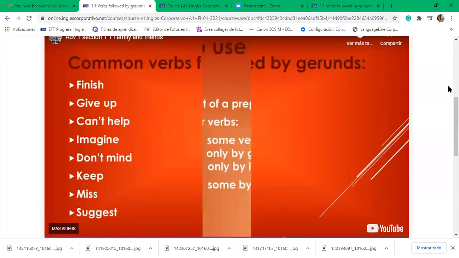You can't help eating sweet bread. Good. Anything else? With sweet bread or something else? Eating Cheetos. Cheetos. Yeah. Teacher, I can't help biting my nails. Okay, good. You can't help biting your nails.